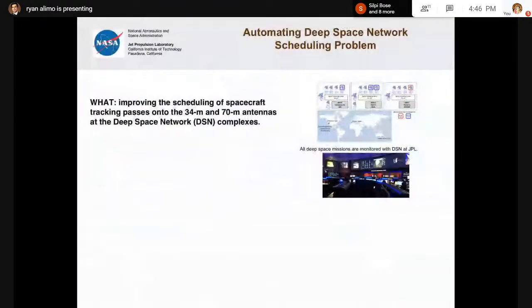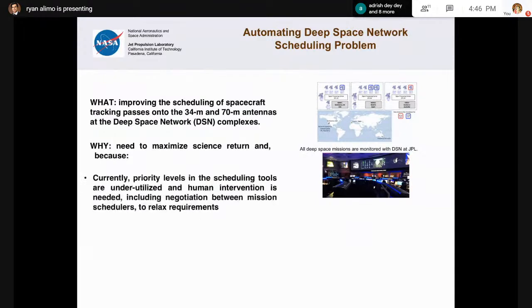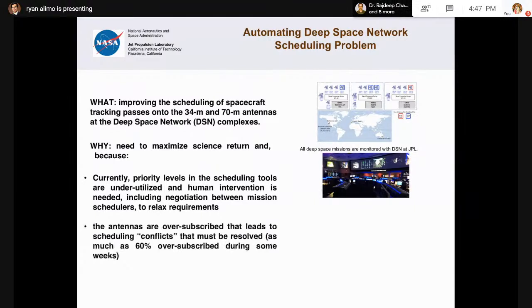However, this problem, the DSN has a challenge of oversubscribing. As we have more spacecraft and launch more to deep space, we see that these antennas all around the world, these are 3 complexes, and each complex has 34 and 70 meter antennas. They seem to have, in some scenarios, even 60% oversubscription, which means that you cannot cover all the requests that you get from the missions.